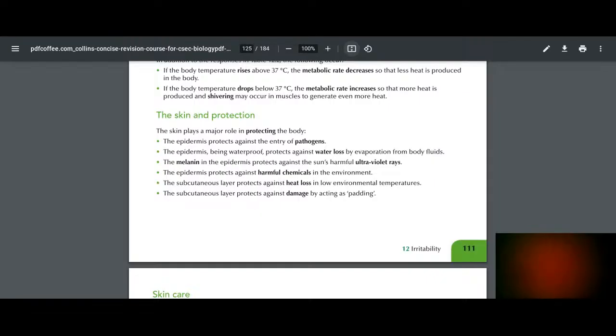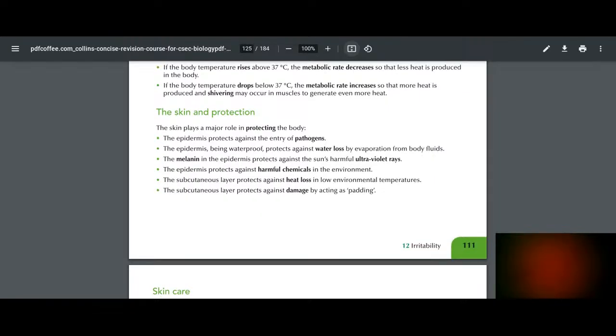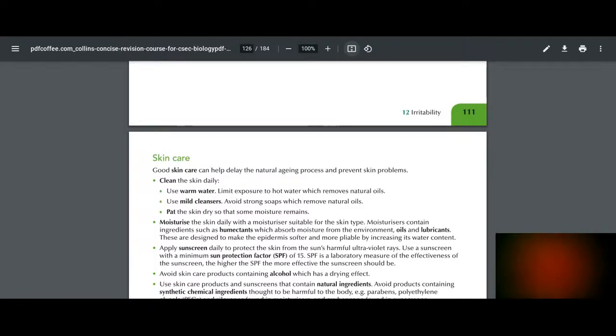Again, the epidermis protects against the entry of pathogens, and against water loss by evaporation from body fluids. The epidermis protects against the sun's harmful ultraviolet rays, and against harmful chemicals in the environment. The subcutaneous layer protects against heat loss in low environmental temperatures, and protects against damage by acting as padding.